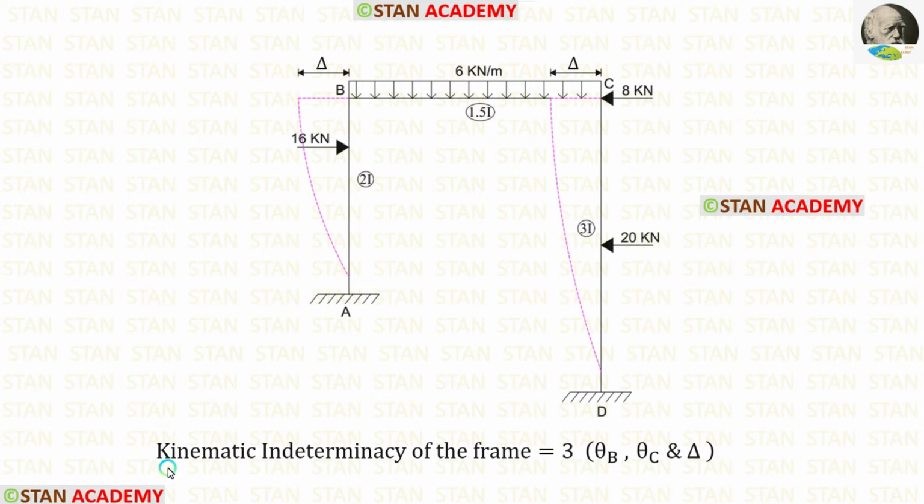Now, let us find the kinematic indeterminacy of the frame. In the joint B, we have the slope theta B. In the joint C, we have the slope theta C. Also, there is sway. So, the kinematic indeterminacy of the frame is 3. They are theta B, theta C, and delta.